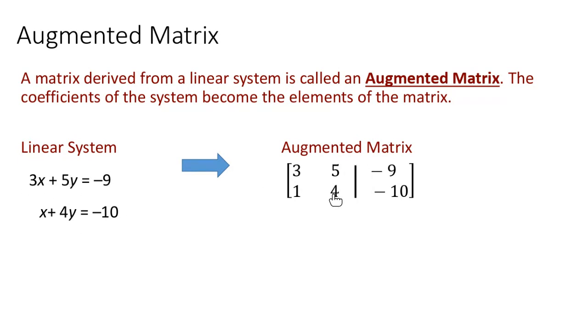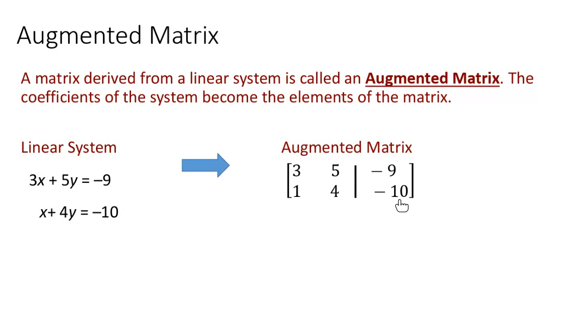So they go here. Now, when we're doing the augmented matrix form on paper, the equal sign refers to this line right here. So this is the equal sign. So equals, and then for row 1 would be -9. For row 2 would be -10.